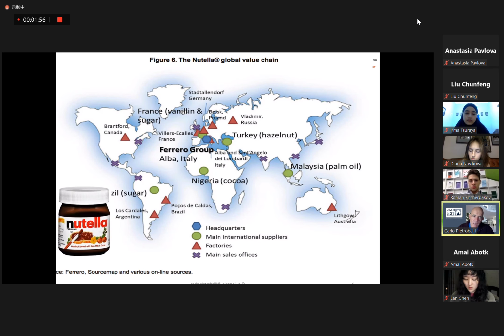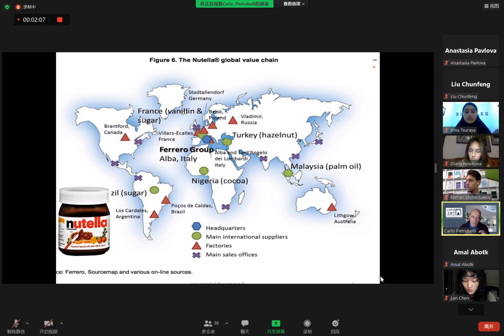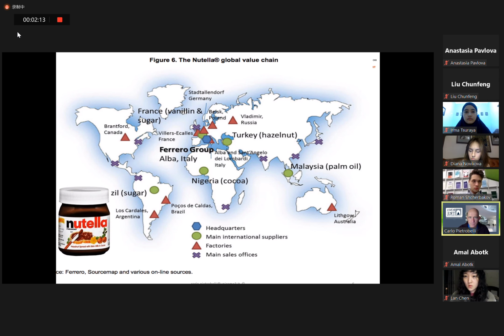So you see that even a simple chocolate and hazelnut spread as Nutella, a very simple product, can be carried out following the logic of a value chain in different parts of the world with a process of functional integration and geographic fragmentation.